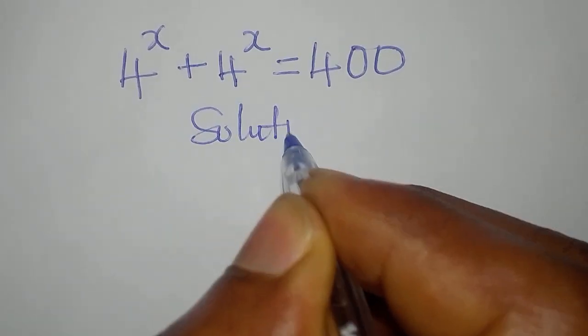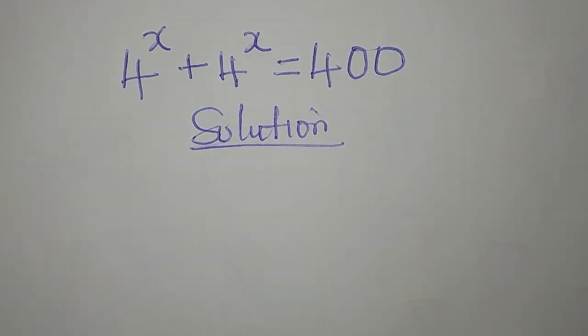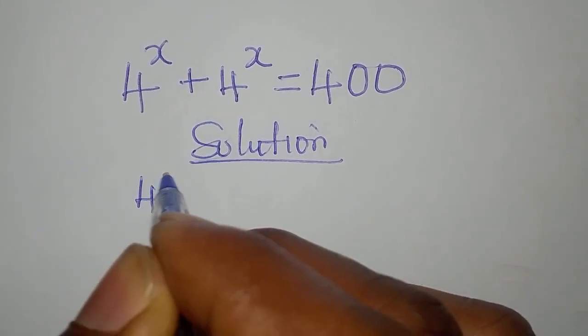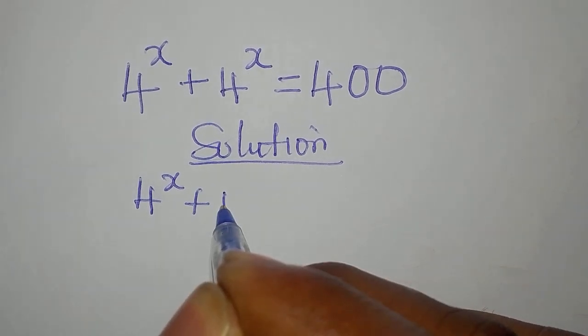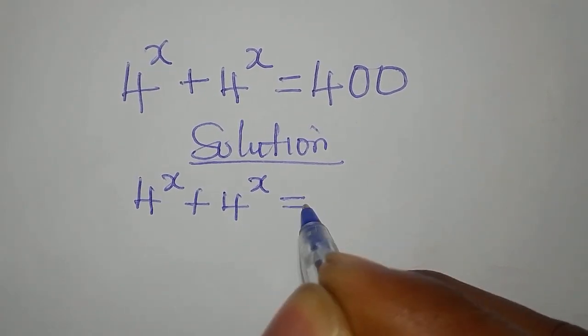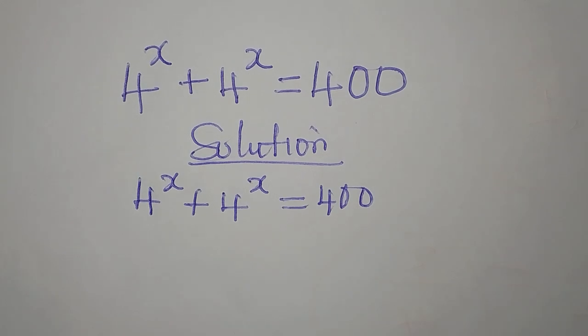Let's provide a solution to this problem here. 4 to the power of x plus 4 to the power of x equals 400. Okay, so how do we deal with this?